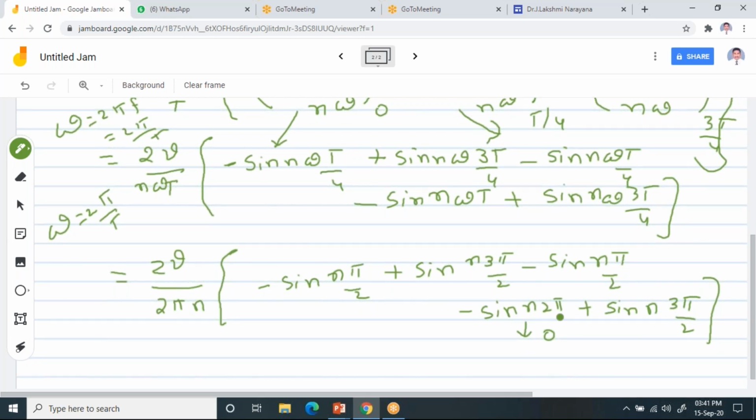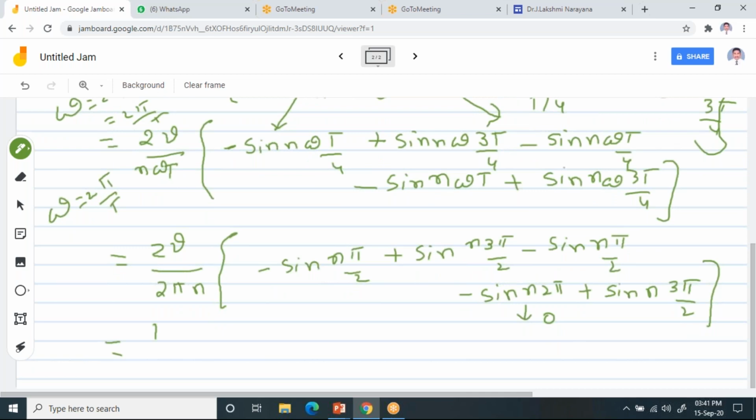Now I'm going to simplify this, and here the 2 gets cancelled. So finally, you are going to get V by n pi times minus 2 sine n pi by 2. Please try to understand it carefully. Plus 2 sine 3n pi by 2.